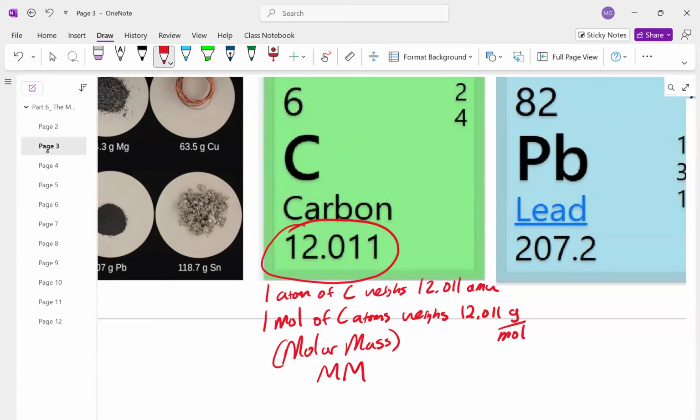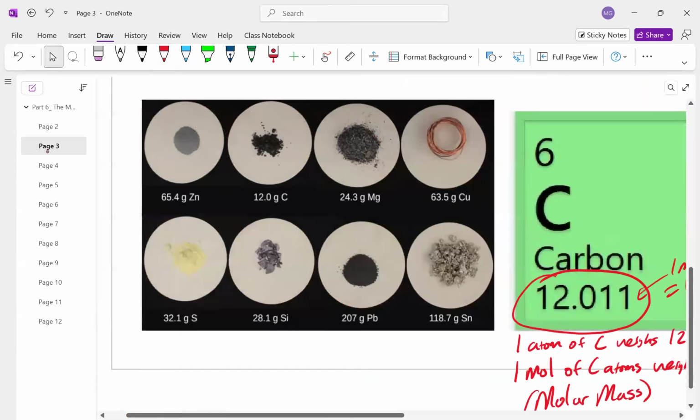So when you look at the periodic table, not only does it tell you how much that atom weighs individually in units of atomic mass units, but this now tells you that 1 mole will weigh 12.011 grams, and that's the molar mass. So on this little side picture here, this just shows you what 1 mole of each of these elements looks like. It's not something I want you to memorize or account for, but just giving an example of 1 mole of each material.